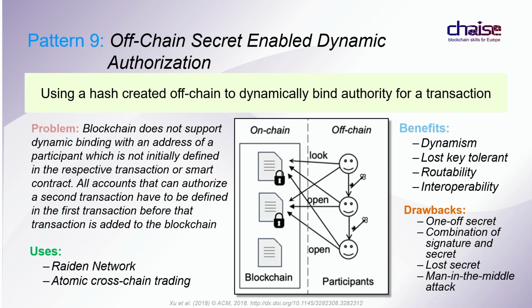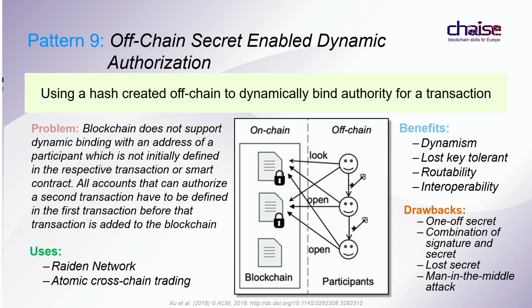Solution: an off-chain secret can be used to enable a dynamic authorization when the participant authorizing a transaction is unknown beforehand. Benefit: dynamism. This pattern enables dynamic binding of unknown authorities after the transaction is added into the blockchain. Lost key tolerance. No specific private key is required to authorize transactions.